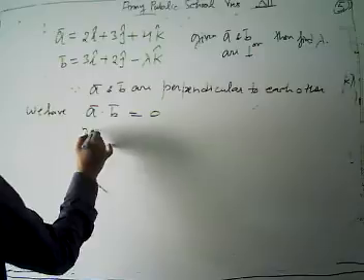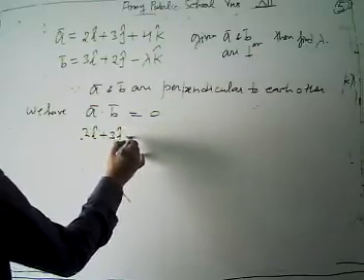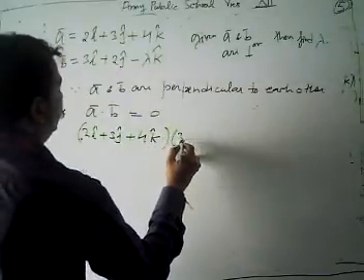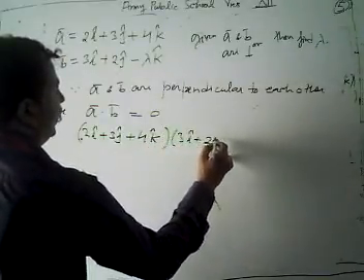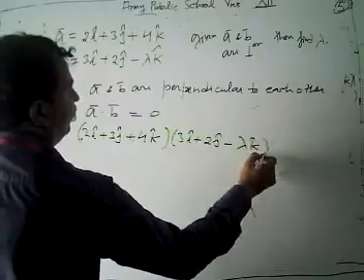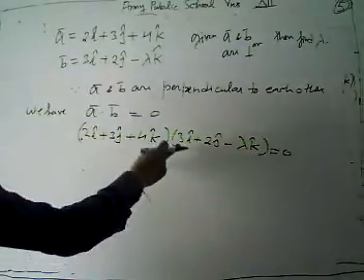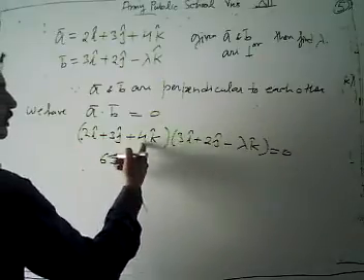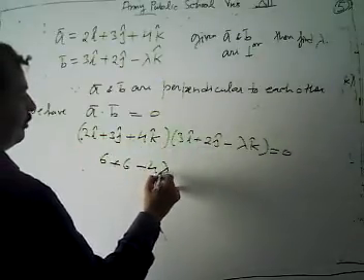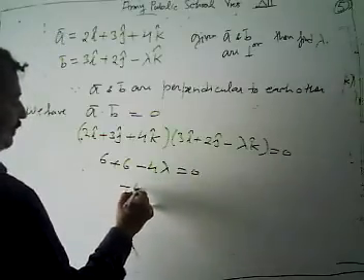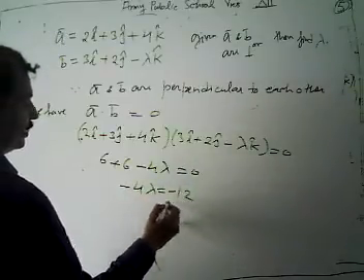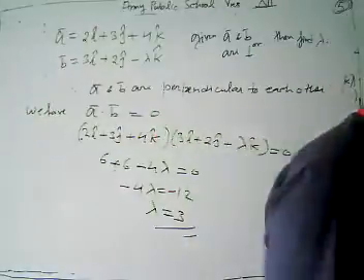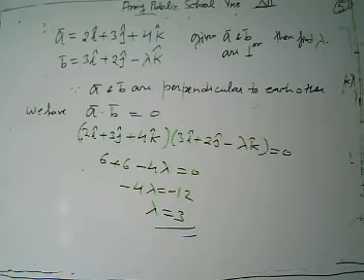Then look, what is your vector A? It's 2i cap plus 3j cap plus 4k cap, dot 3i cap plus 2j cap minus lambda k cap, is equal to 0. We have 2 into 3, 6, plus 3 into 2, 6, plus 4 into minus lambda, minus 4 lambda, equal to 0. Means minus 4 lambda is equal to minus 12, then lambda is equal to 3. The value of lambda is 3.